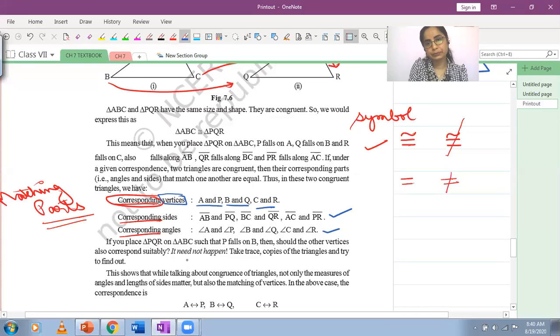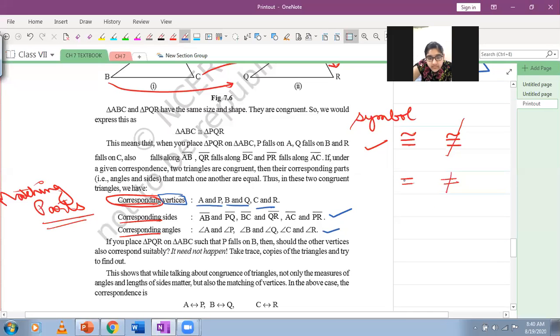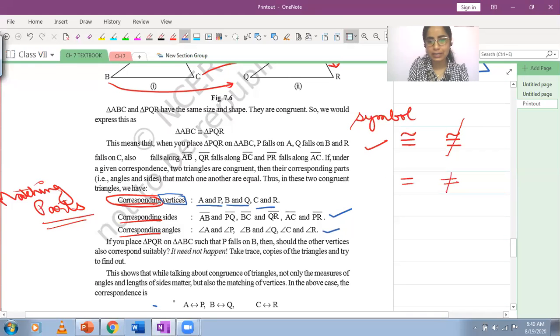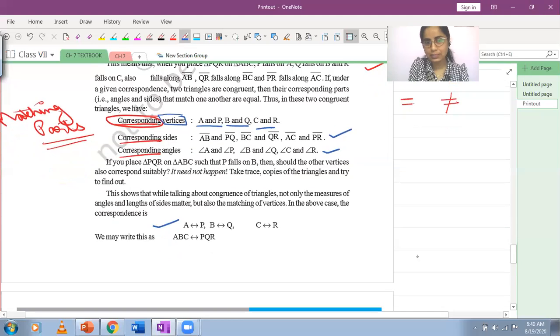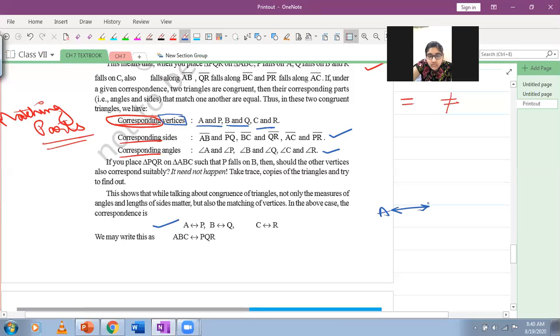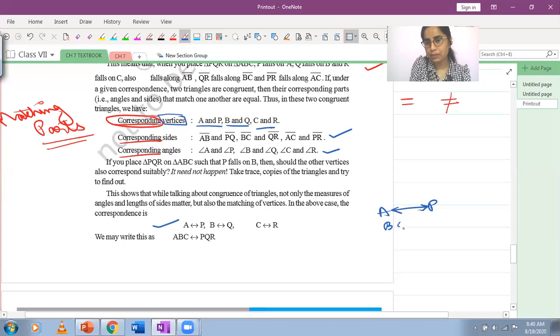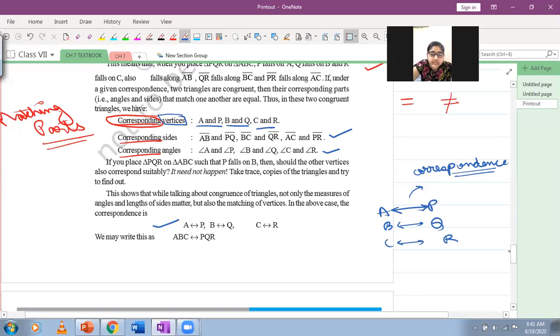Excuse me, ma'am. Yes, beta. Ma'am, in exam, we will draw the arrows to show if they correspond. No, no, no. We will write this way. See, this is how we write. We use this symbol, the matching thing. So A matched with P, B matched with Q, and C matched with R. And this symbol is actually the symbol of corresponding parts. जो matching कर रहे हैं हम, उसके लिए symbol use करते हैं. ठीक है? Okay, ma'am. Yeah, we will use this symbol.